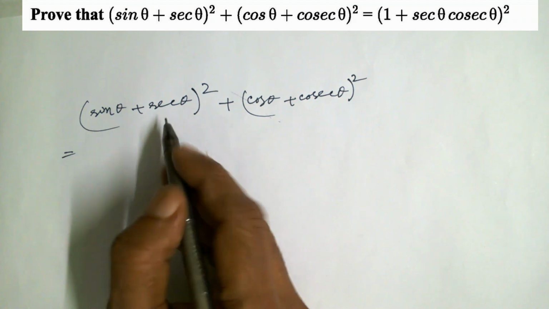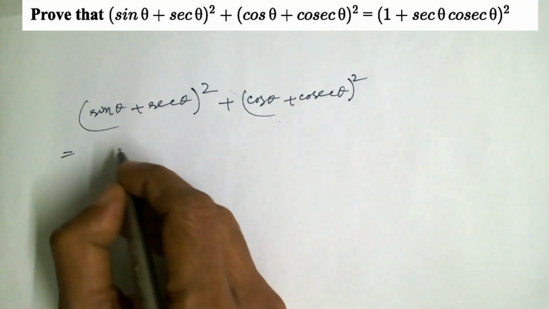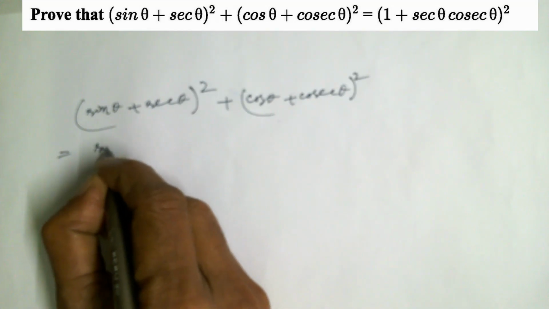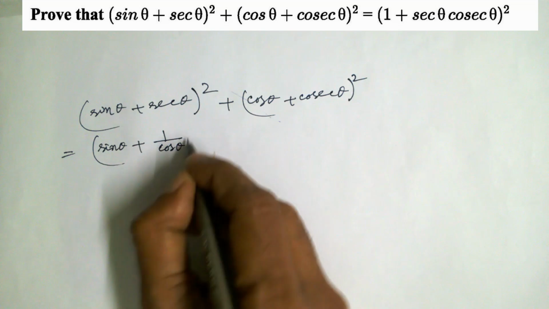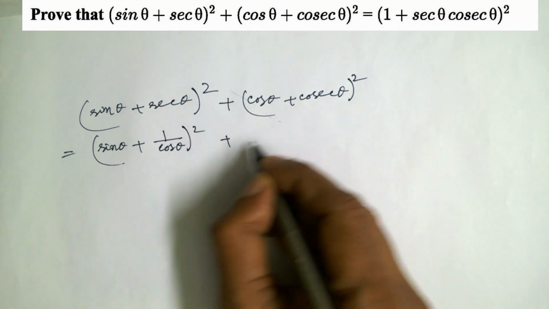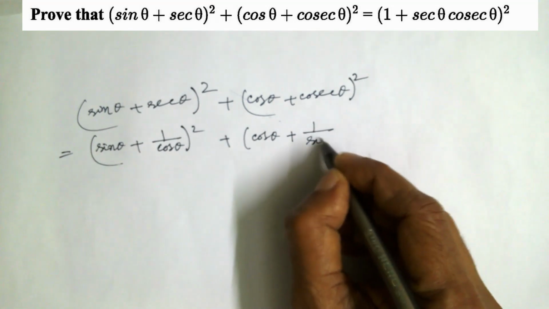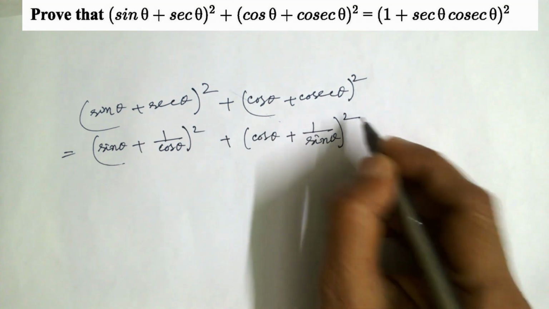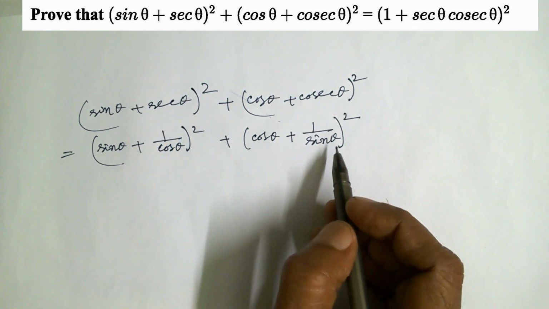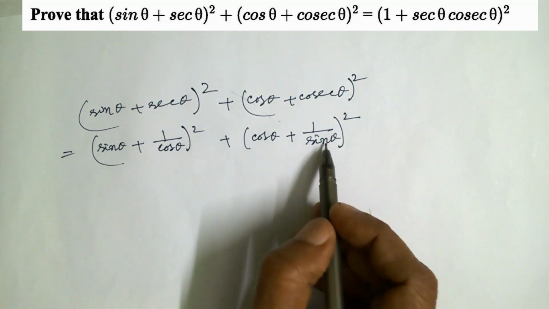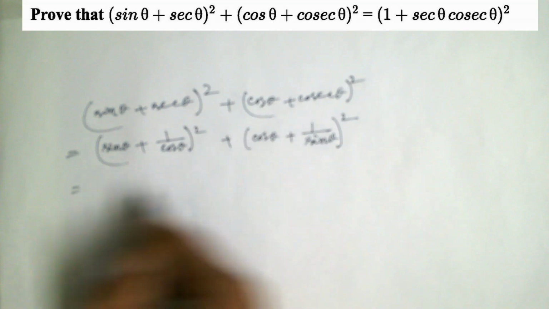Before that, better convert sec theta in terms of cos theta and cosec theta in terms of sin theta. First writing (sin theta + sec theta, which is equal to 1 by cos theta) whole square plus (cos theta + 1 by sin theta). See, if we calculate in memory, sin theta cos theta plus 1, sin theta cos theta plus 1. So before expanding, we simplify the terms within the bracket.